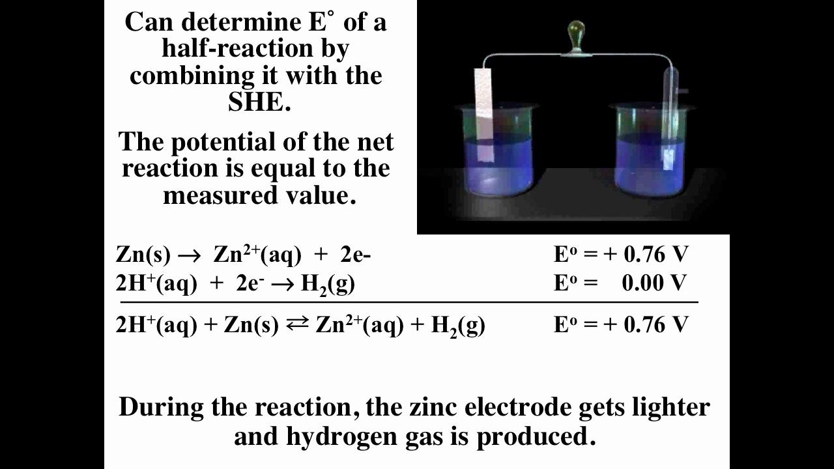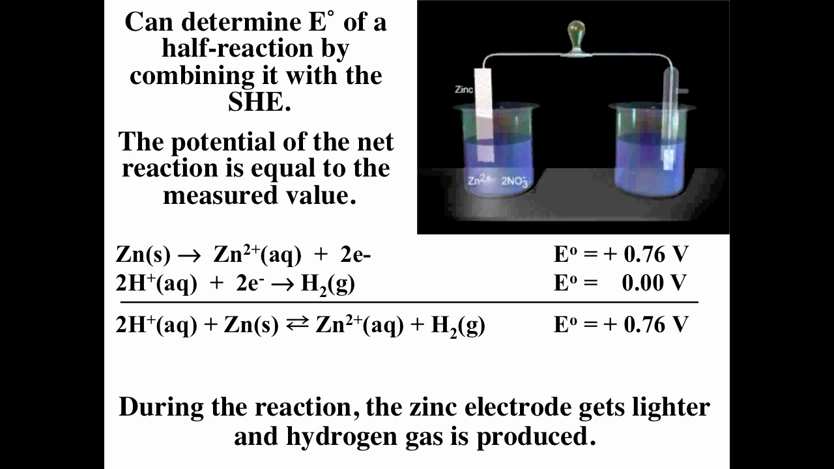And so during this reaction, it's actually kind of cool. You just look at the reaction, you see that the zinc electrode is actually getting lighter, and hydrogen gas is being produced. As with all voltaic cells, the zinc-hydrogen cell consists of 2 half cells. On the left is the zinc-zinc ion half cell. It consists of a zinc electrode immersed in a 1 molar aqueous zinc nitrate solution.